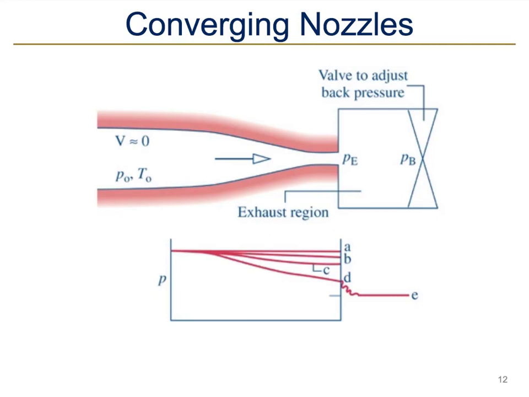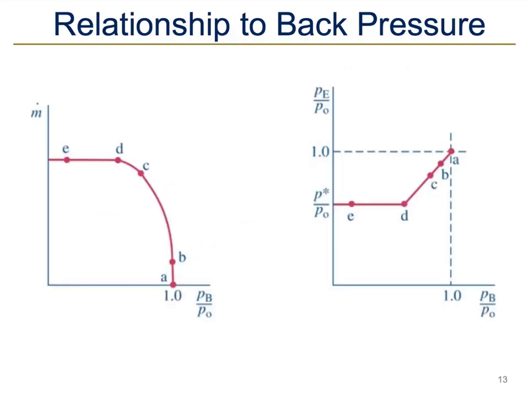So here we can see two things. We're going to look at the mass flow rate versus this pressure ratio, so it's the back pressure over the inlet pressure. And then over here, we're going to have the same back pressure over the inlet pressure on the horizontal axis, and on the vertical axis, we'll look at the exit pressure versus the initial pressure in the nozzle. So let's start here on the left.